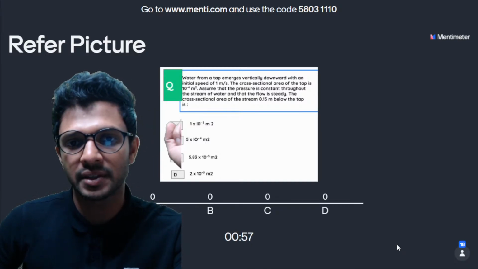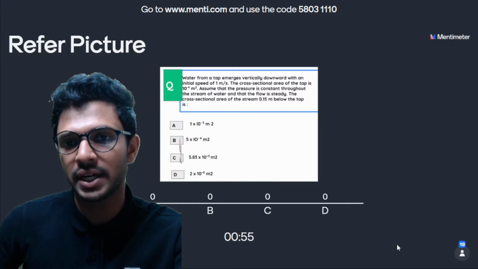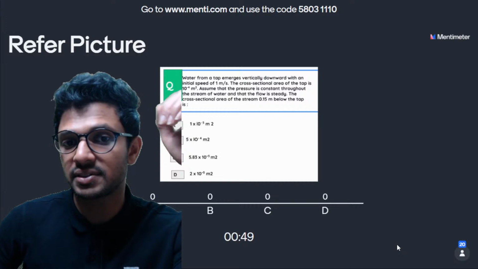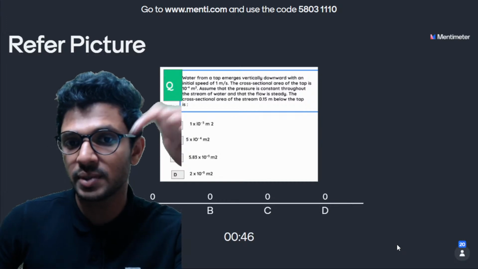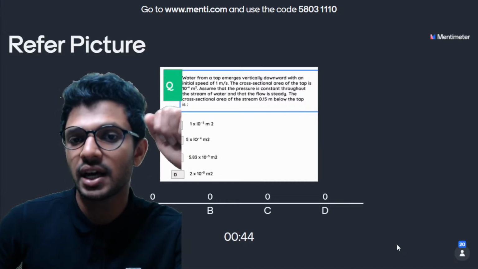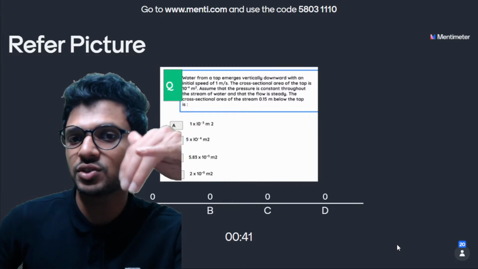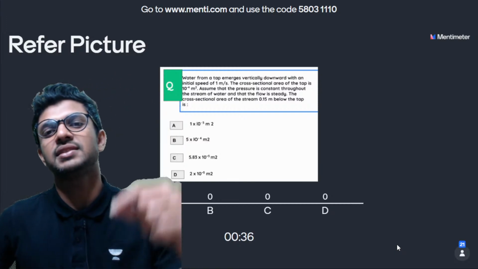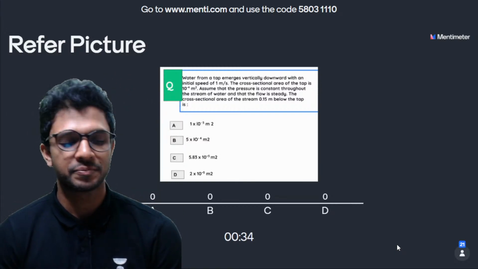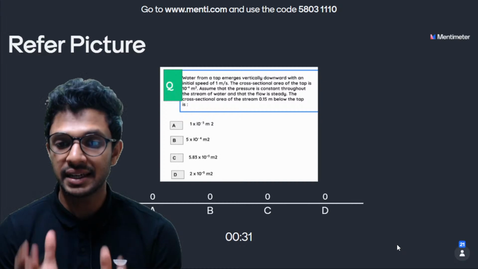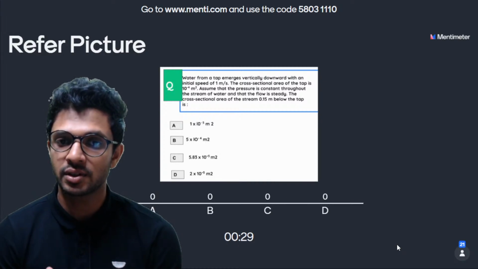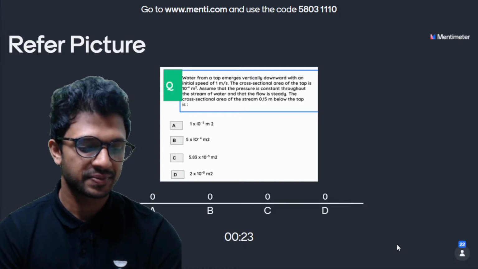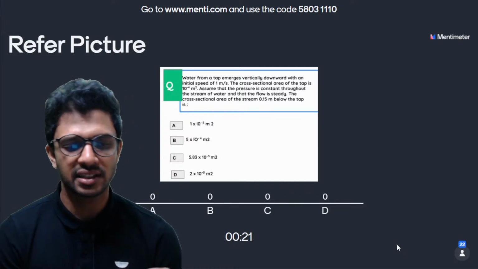We have a tap. Water is coming from the tap. It emerges vertically downward with an initial speed of 1 meter per second. Cross-sectional area of the tap is 10 power minus 4 meters square. Assume that the pressure is constant throughout the stream of water and the flow is steady. Find the cross-sectional area of the stream 0.15 meter below the tap. I say it's a simple question. Enough time is given to you all. You can read the question properly and give the answer. And kindly don't mark the answer here in the chat box.